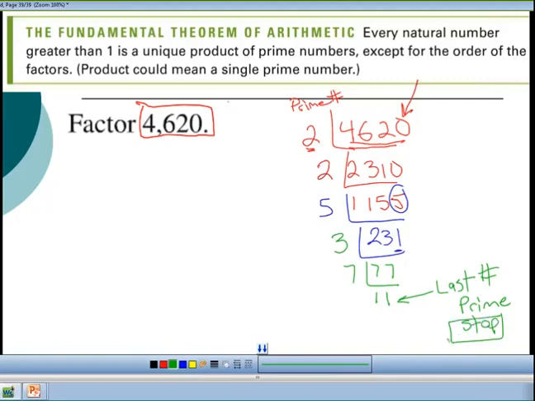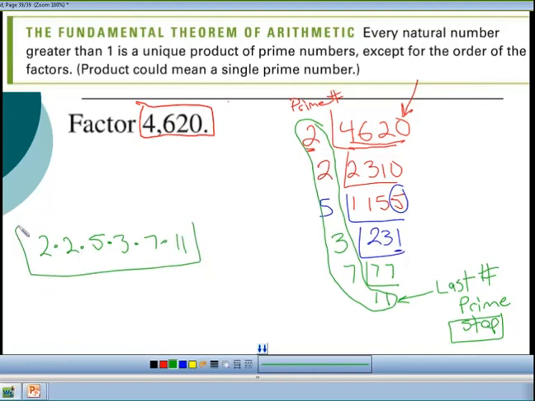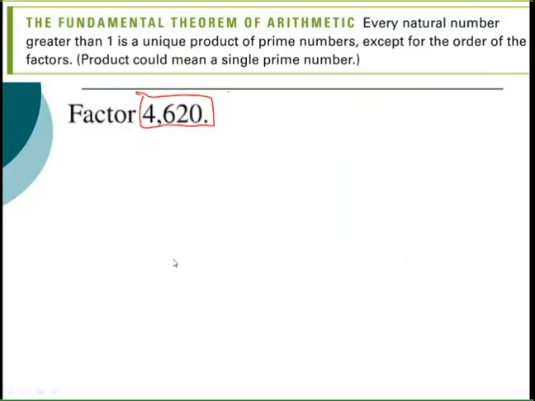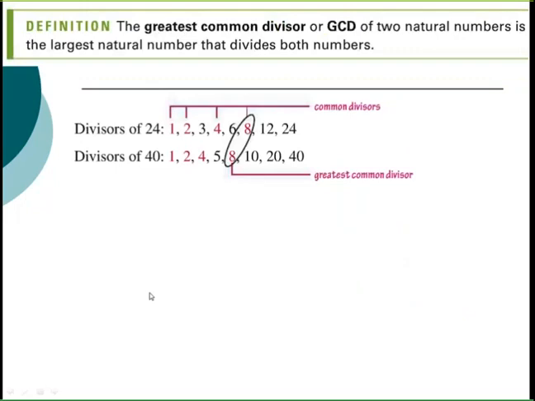Okay, and so this is our prime factorization of 4,620. So in other words, if I take 2 times 2 times 5 times 3 times 7 times 11, we have factored 4,620 completely.